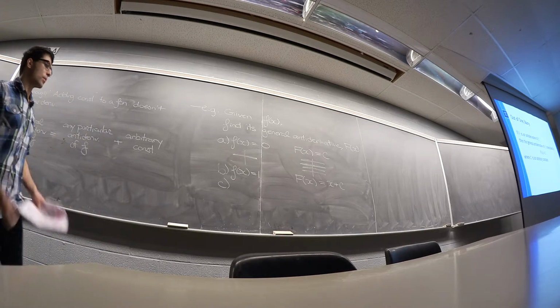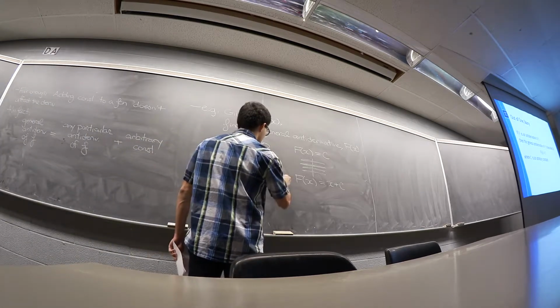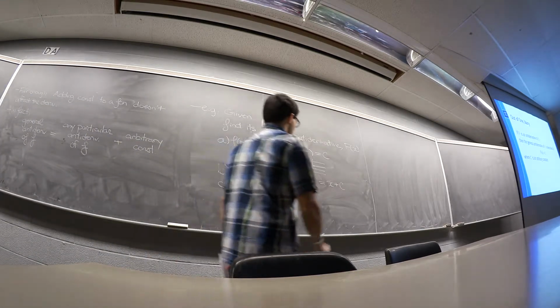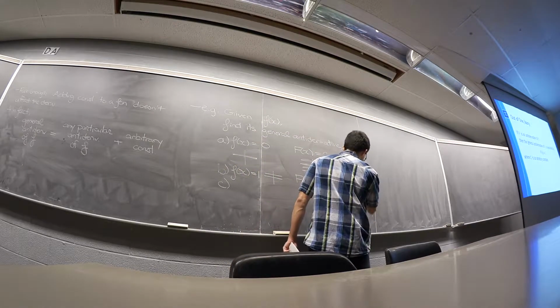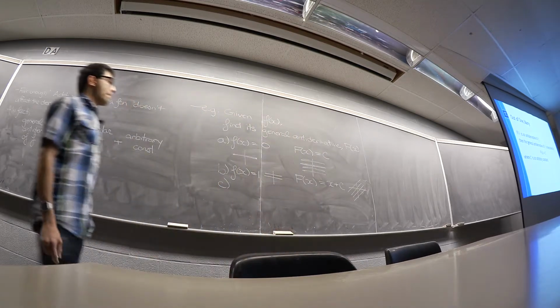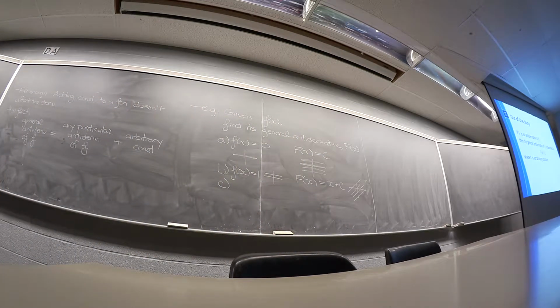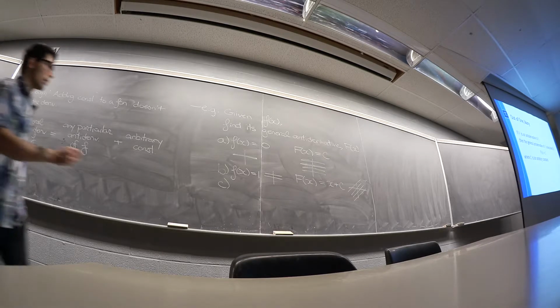Everywhere. So what does this look like? Looks like that. What does that family look like? Looks like that. Anything with slope 1 everywhere. One more.